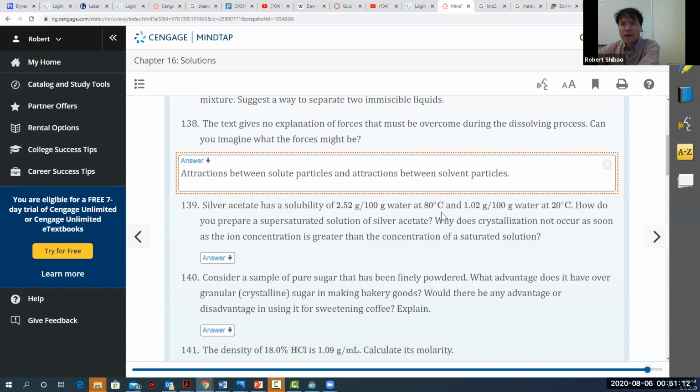And so you heat it up to 80 degrees C, you dissolve 2.5 grams, and then you slowly cool it to 20 degrees C. Hopefully when you cool it, it doesn't crystallize. If it precipitates, forget it. But if you have very clean glassware, there's no dust, there's no scratches or nicks in the glassware, then what can happen is it won't nucleate, won't crystallize.